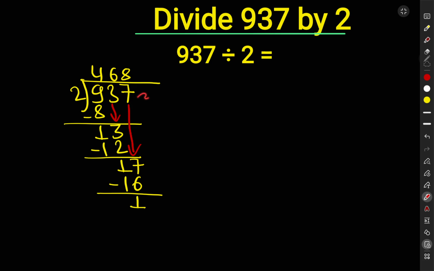So now there is no number to put down. So we take here decimal and we can put here 0. So now it is 10 and 2 times 5 is 10. On subtracting we get 0.